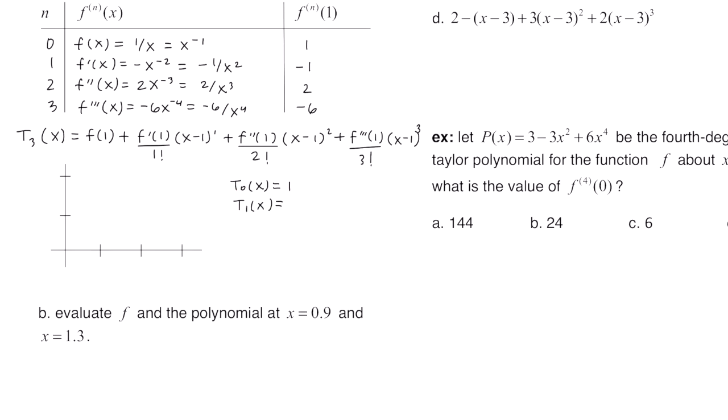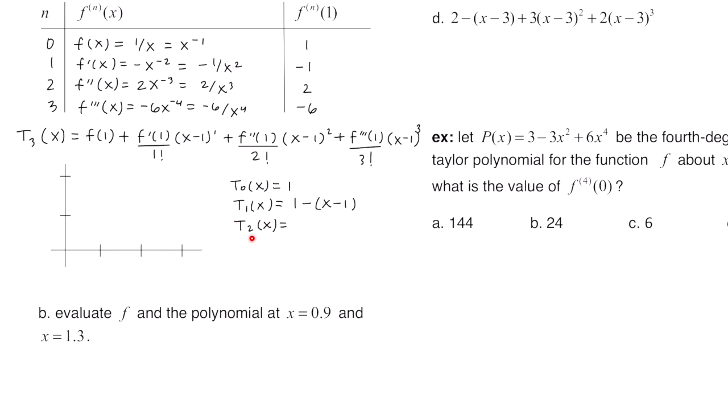T sub 1 of x is going to equal both of these terms. So it's going to have this f of 1, and then it's also going to have this term as well. Again, we already identified that f of 1 equals 1. And then for this term right here, we just need this f prime of 1, which we can get from our chart. f prime of 1 equals negative 1. So when you plug in negative 1 right here, you get negative 1 divided by 1 factorial, which is negative 1 divided by 1, or just negative 1. And then you still have the x minus 1 expression. So T sub 1 of x equals 1 minus the quantity x minus 1.